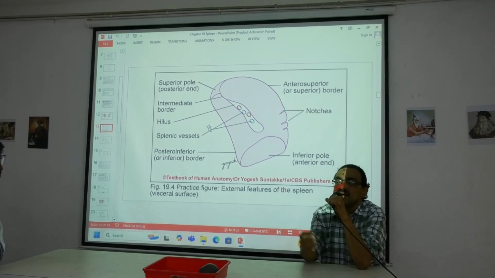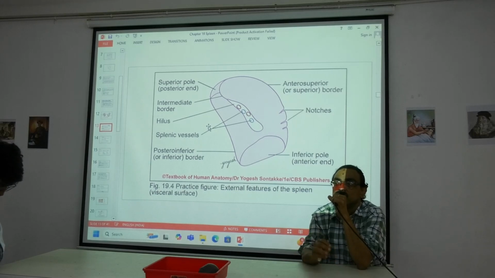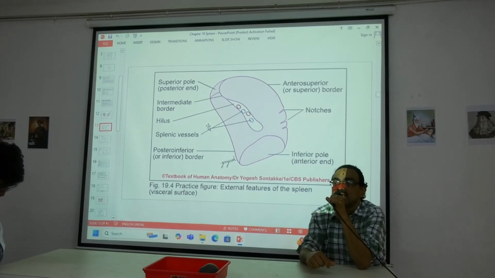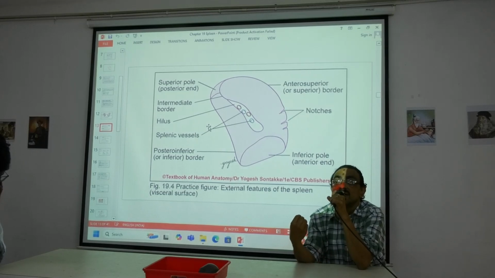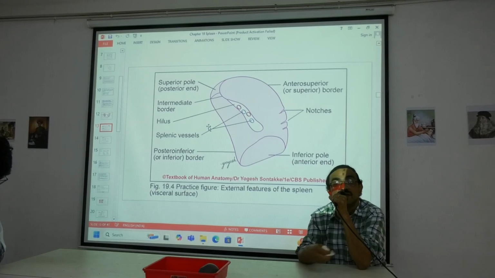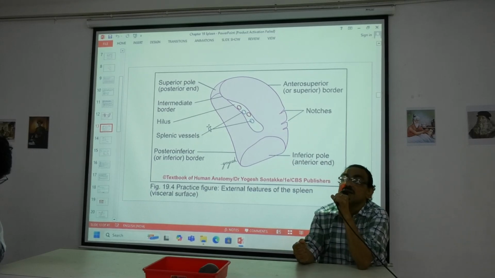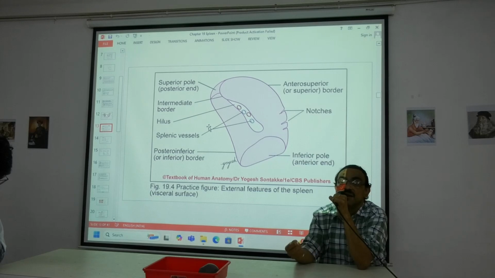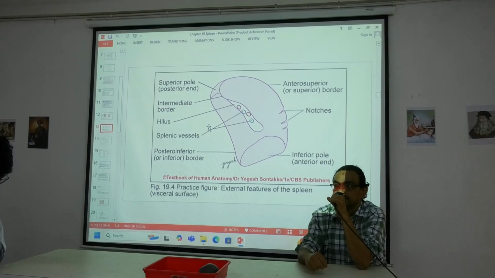So these old and defective RBCs get broken down. Okay. Spleen is a very important structure around the 5th month of intrauterine life. It helps in formation of RBC, WBC, platelets, that means hemopoiesis. But from 6 months onwards, it stops.